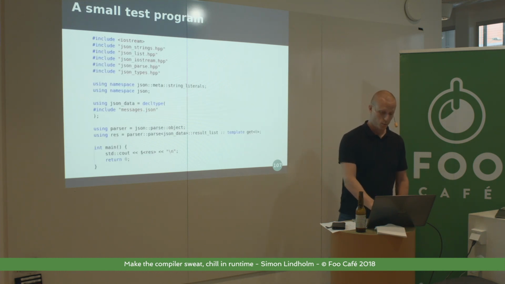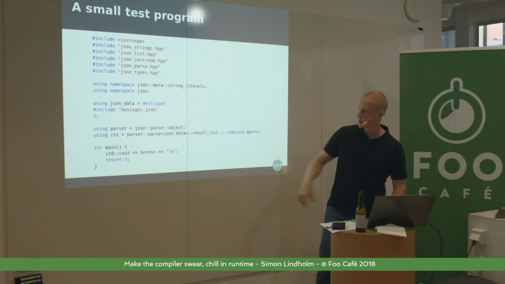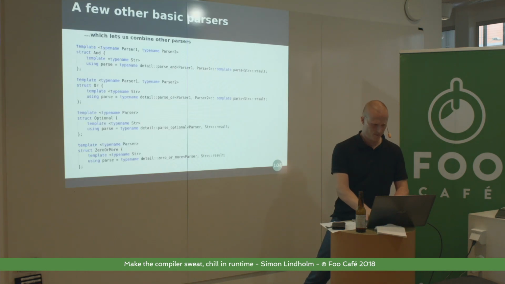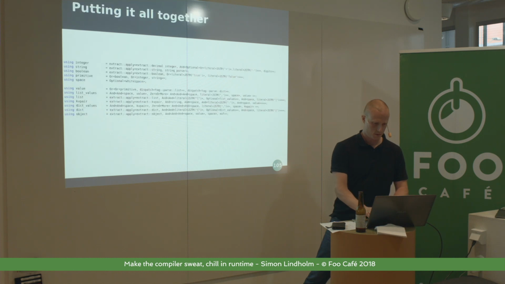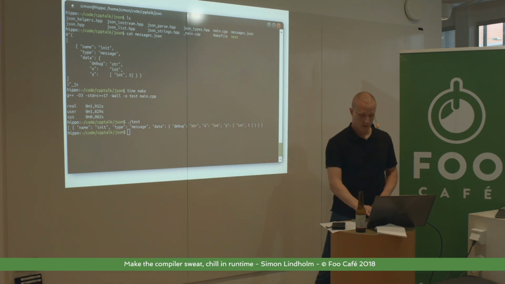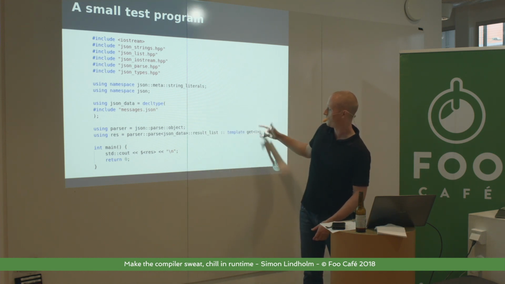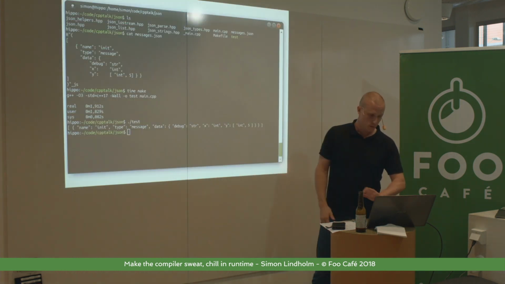And so if you make a small test program from this, this is all it is. So you just include the JSON data, it's the same as before. You just parse out the result. This could maybe be put in a nice wrapper, and you just print out the result. So there we have it, basically.